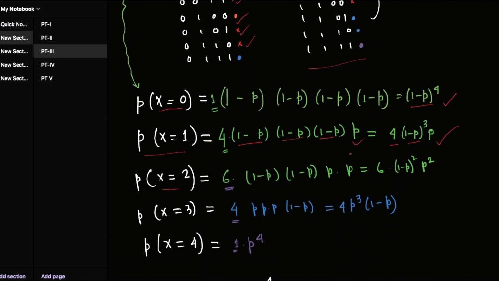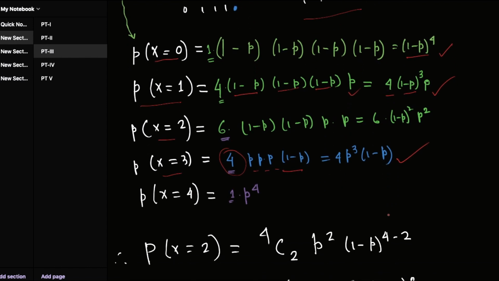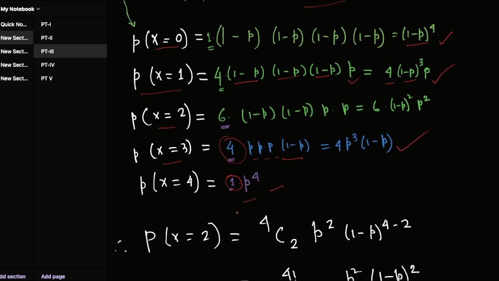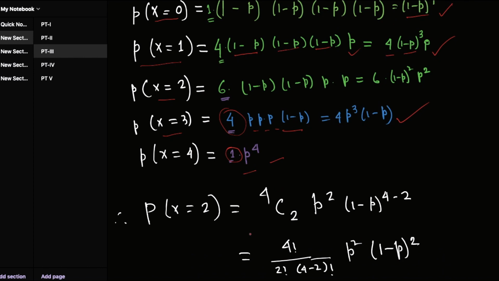And in this way, x equals 3 will happen 4 times. P, P, P is the probability of success, and 1 minus P is the probability of failure. This is basically x equals 3, that means you will exactly get 3 heads. And x equals 4 happens 1 time, and this is P to the power 4. And this can be written in a very similar way.